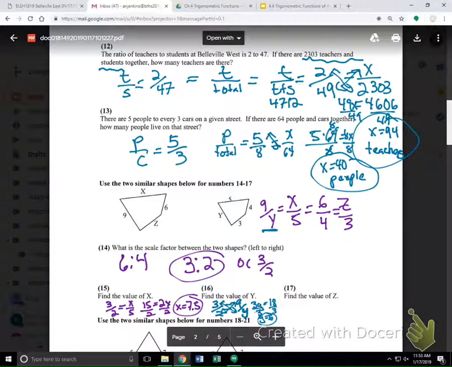Okay, and then number 17, which is our last one on this page. We go over here and we see that we have 3 over 2, same scale factor, equals, the one that has a z in it is going to be the one that says z over 3. So z over 3. We're going to cross multiply. We end up with 2z equals 3 times 3, which is? Oh, you can't see it. I'll move it over. Give me 1 second. 2z equals 9. Divide by 2.